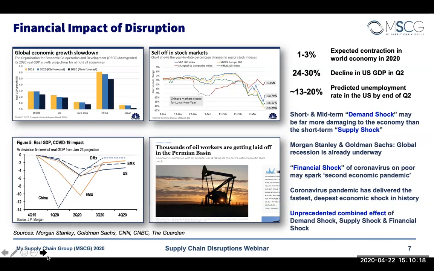And unfortunately, because of people being locked down, the short-term and mid-term shock to the demand having gone down for a majority of products is going to have a more severe impact on the economy than the short-term supply shock that we are experiencing on many of the items. Companies like Morgan Stanley and Goldman Sachs are even claiming that the global recession is already underway. And the financial shock that all of us, but especially the poor, are suffering through may even create a second economic pandemic followed by this health pandemic. So that is indeed a serious concern. The coronavirus pandemic has, unlike many other shocks in the past, delivered the fastest and deepest economic shock in history. And this unprecedented combined effect of the demand shock, the supply shock, and the financial shock is going to have impact for a very extensive foreseeable future. Next slide, please.